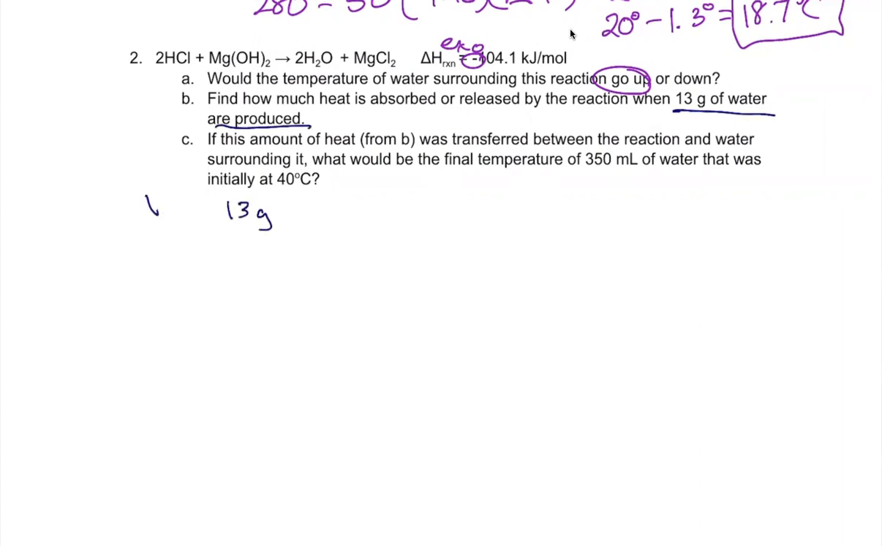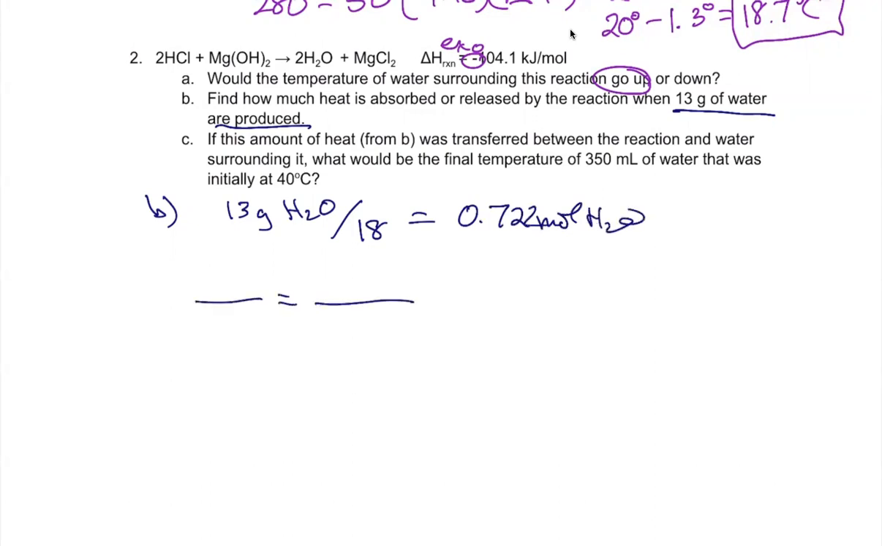13 grams of H2O. The molecular weight of H2O is 18. So 13 divided by 18 gives me 0.72 moles of H2O. In setting up my proportion, heat of reaction up here. Since I have the grams of water, I want to use the coefficient of water.